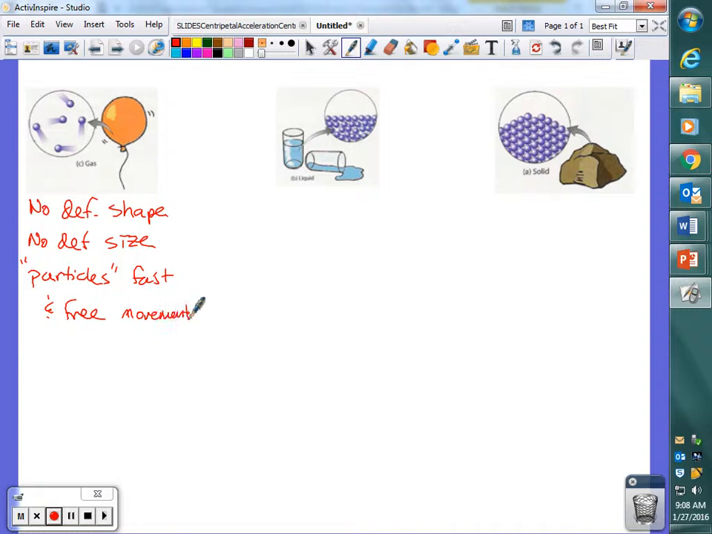Anything else about gases before we move on to the next part? I think that covers it. I guess there's one more thing we could put on there: fast movement. Remember, there's one word that ties all this together. What do we say the answer to almost any question in this class could be? Energy. So what would we say about the energy of the particles that make up the gas? High energy. So particles have high energy.